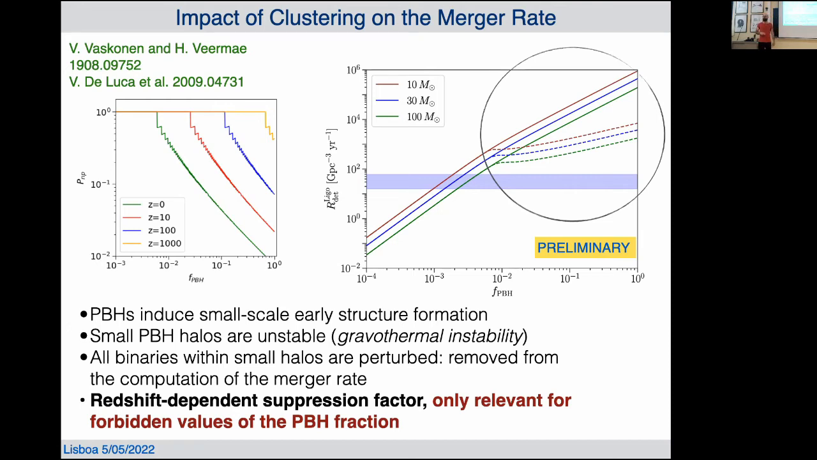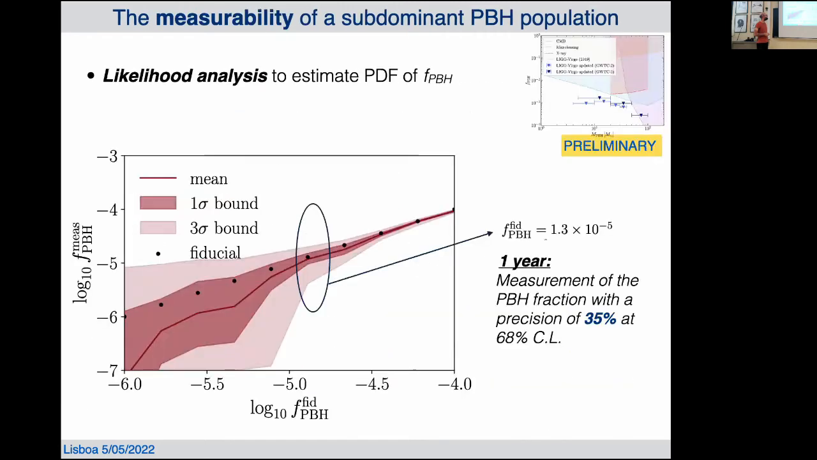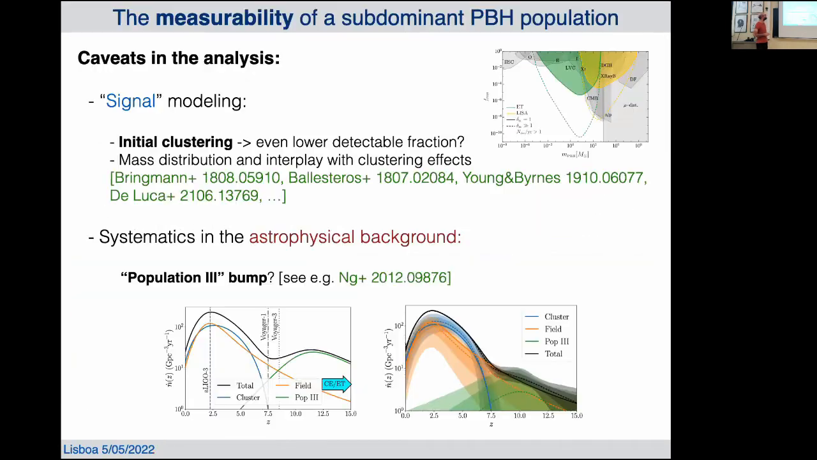But still, it's quite tricky. This is just one formalism, and it has to be taken into account. Also initial clustering can play a role. Initial clustering can alter the merger rate again. For example, there are some claims that a very broad mass function can come with initial clustering that can alter the prediction. So there are systematics in the modeling and systematics in the astrophysical background, but the Einstein Telescope is powerful enough to make a great measurement of really tiny fractions.